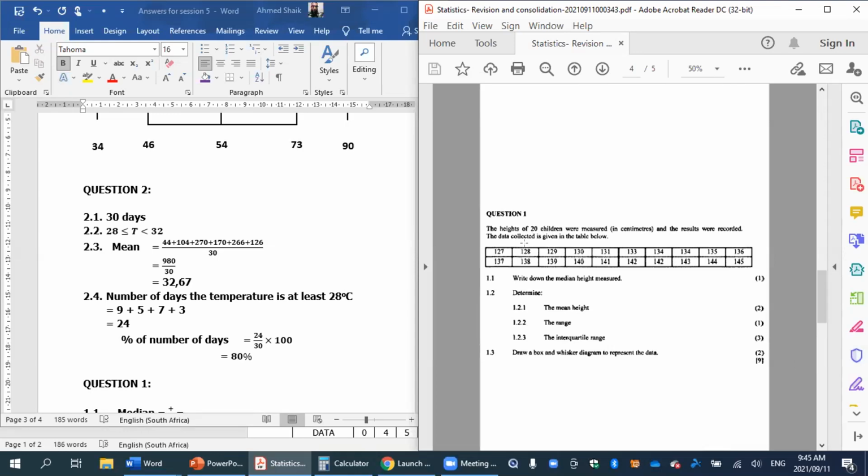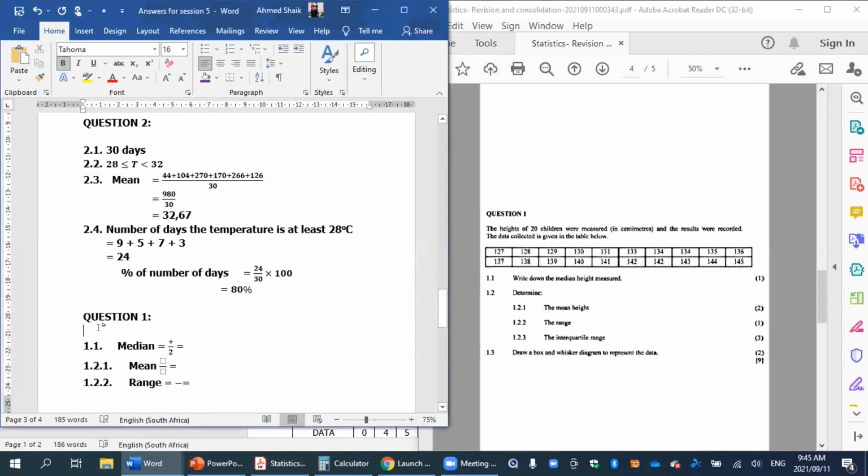Okay, it says that the height of 20 children were measured in centimeters and the results were recorded. The data collected is given in the table below. So we've got 20 data values, and these are the heights of each of these children in centimeters. Okay, so our first step is to rearrange that in ascending order. Let's look at our data set first, and we can see that it's already in ascending order for us.